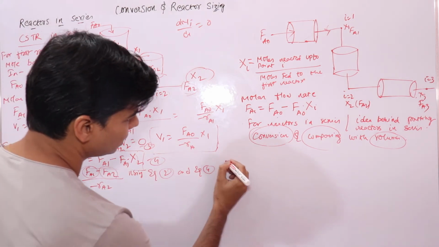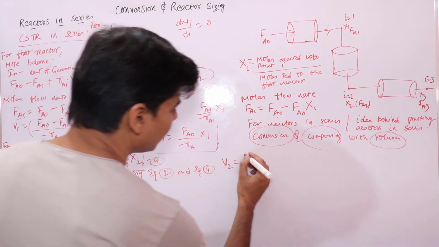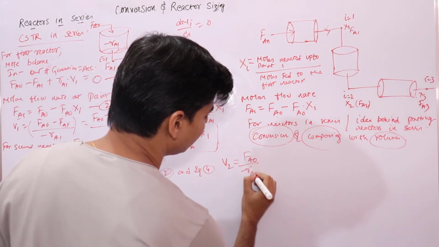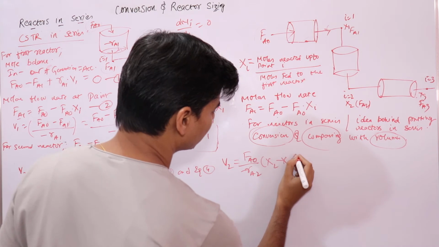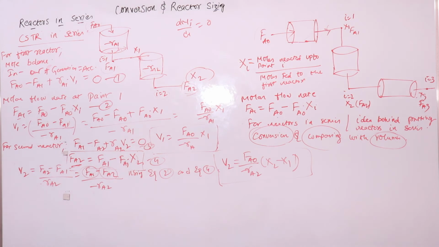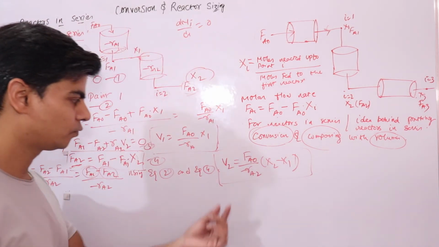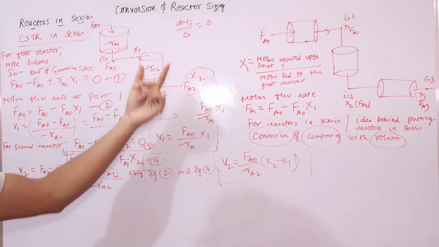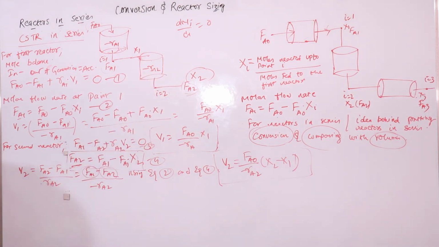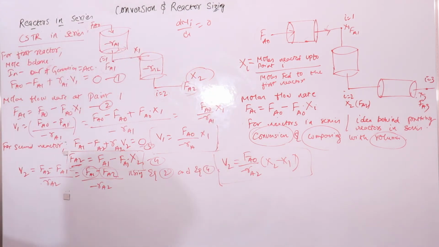So what you will get is the expression for volume V2, which after solving you will get as Fa0 over minus Ra2 times x2 minus x1, right? This is the final expression. So this is the volume required for the second reactor, right? And you have to look at the conversion x2 minus x1, right?